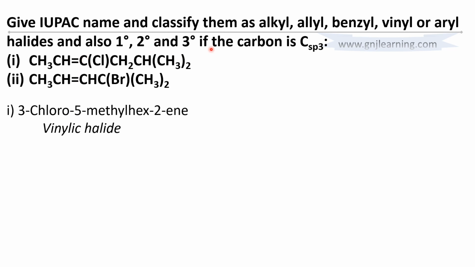Next compound. The next compound is CH3, CH double bond CH, CBr, CH3. So again we have to draw it out to figure it out. So we have CH3, then we have CH, then we have double bond CH, then we have C. On this C I have bromine, and again I have 2 CH3 groups attached to it. Okay, so this is the structure.